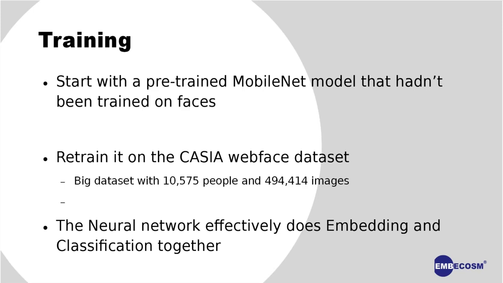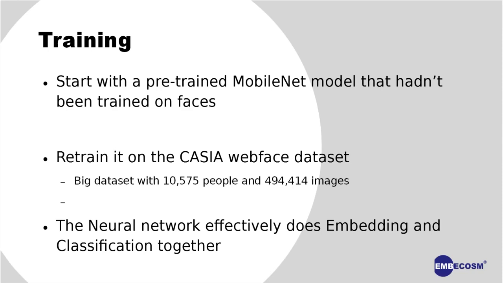And in this first iteration, we effectively trained the model, this neural network, to identify faces straight up. So it was effectively doing the embedding and the classification steps together. It would create an embedding and then it would classify it based on that embedding. That would be one way to look at it.